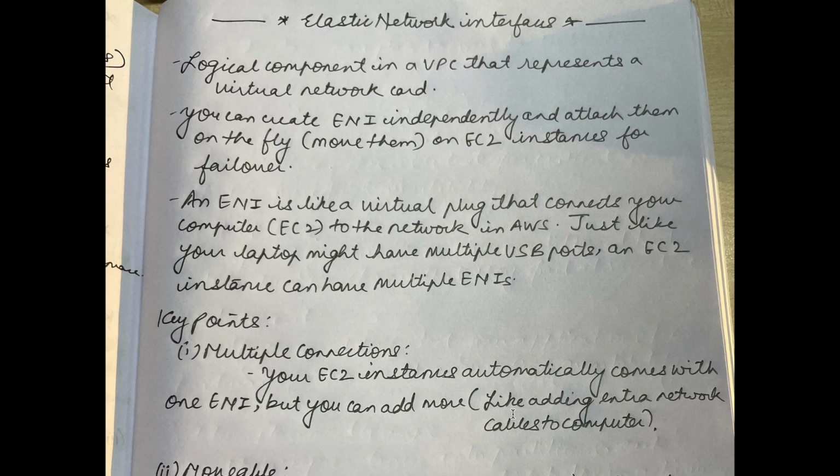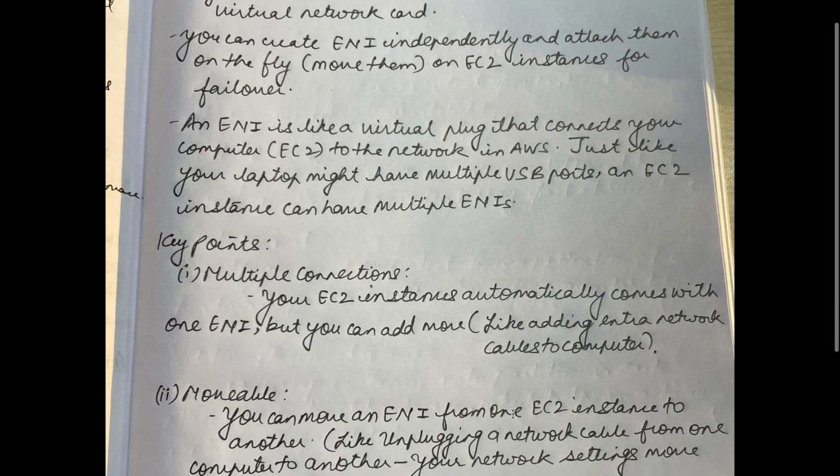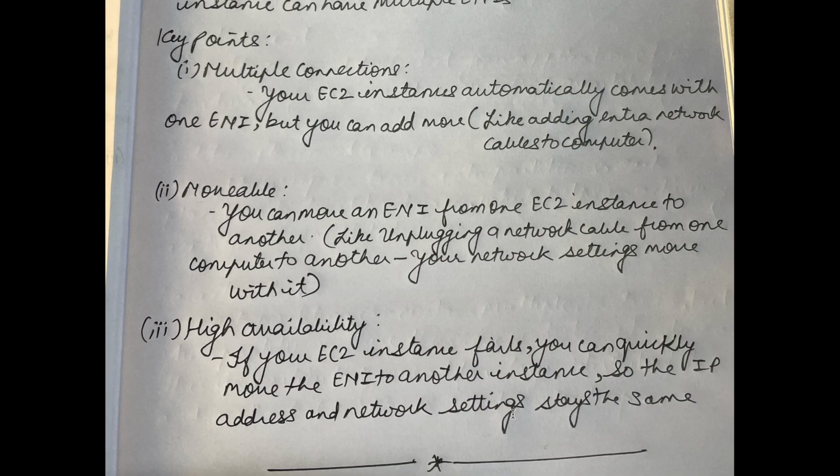Okay. The third thing is, an ENI is just like a virtual plug that connects your computer. When I say computer, we are referring to the VMs or the EC2 instances. We connect our instances to the network in AWS. So as I explained earlier, it's just like your laptop with multiple USB ports. Here it would be your EC2 instance with multiple ENIs. Okay. Now let us discuss a few of the key points for ENIs. The first is multiple connections, second is movable, and third is high availability.